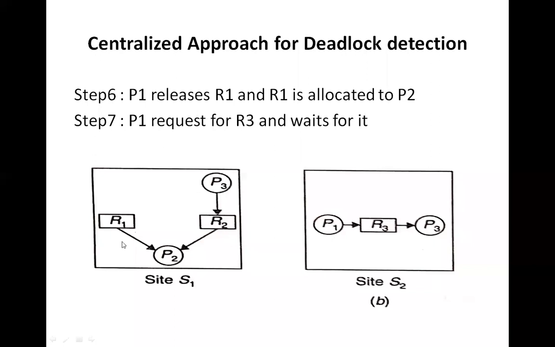So this is the maintenance of the WFG, the resource allocation graph at the site S1 after step number 7. And this is the resource allocation graph of the site S2, because site S1 contains resources R1 and R2, and site S2 contains the resource R3.